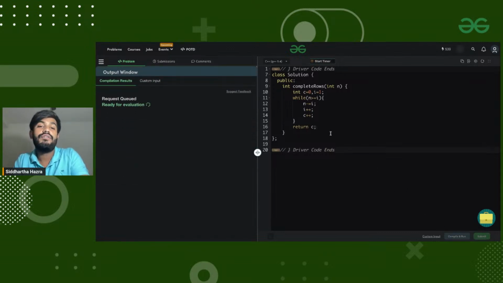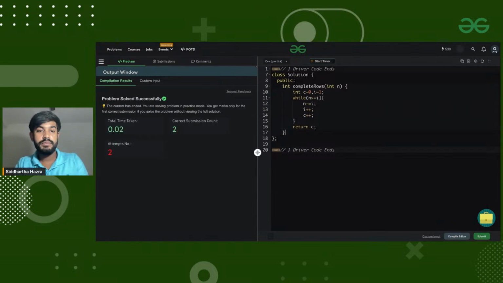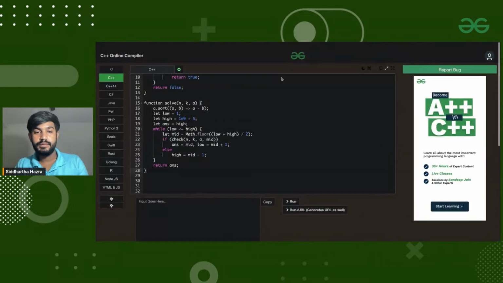Now let us see if we can get an AC or not. So I would copy out the solution and send it to you. Yep, it's done.